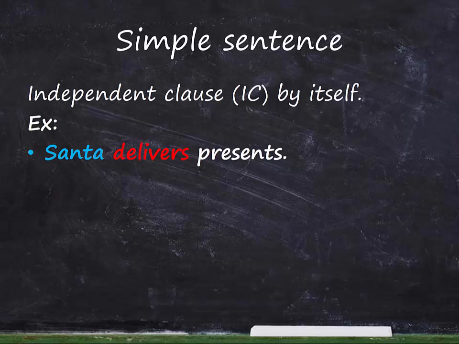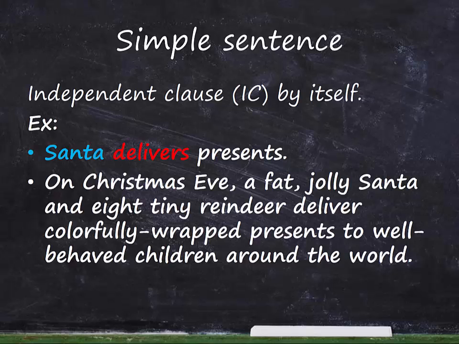But remember, I told you not to be fooled by the name, because this is also a simple sentence. On Christmas Eve, a fat, jolly Santa and 8 tiny reindeer deliver colorfully wrapped presents to well-behaved children around the world. Do you see the subject and verb? Same verb as the first example, but this one has a compound subject. Who does the delivering? Santa and his reindeer. But even with 2 subjects, we're still just dealing with one independent clause.